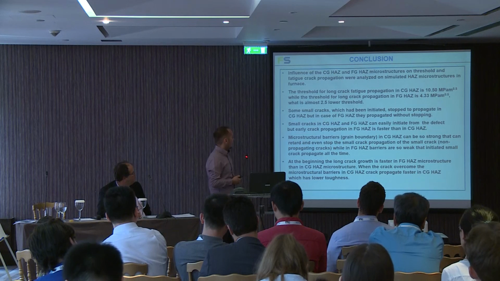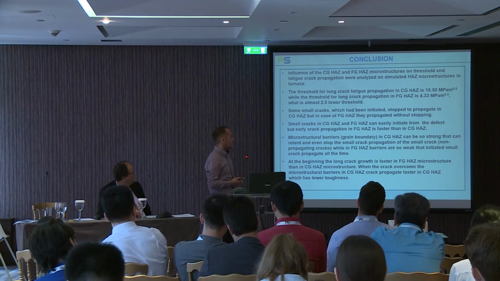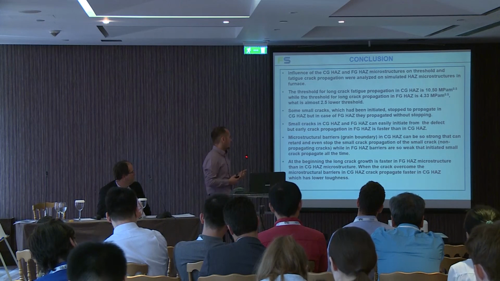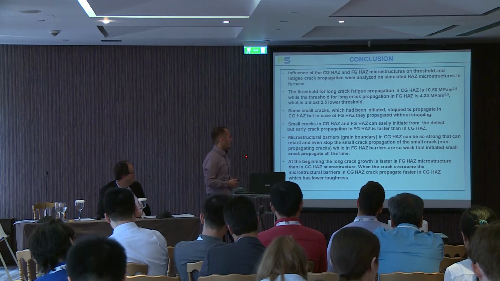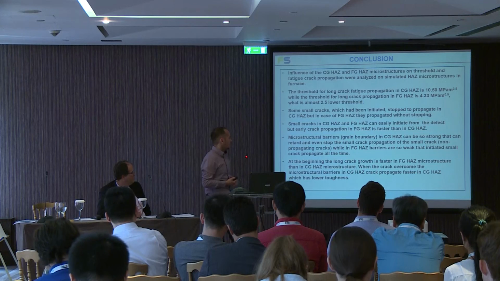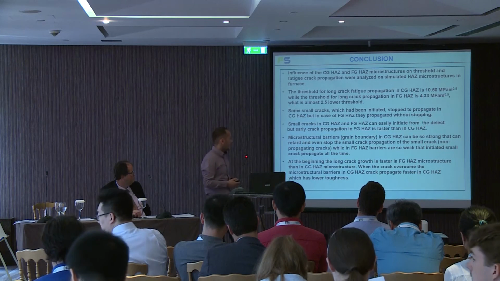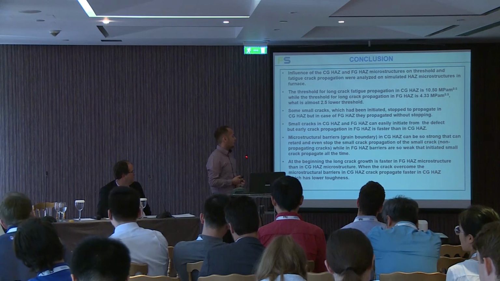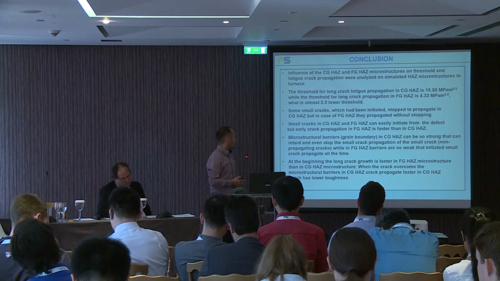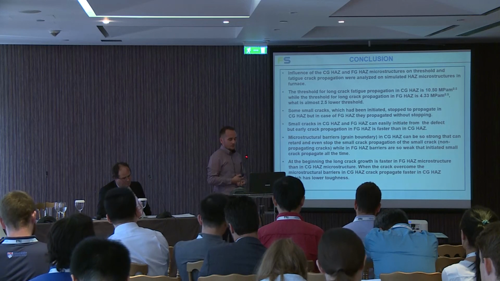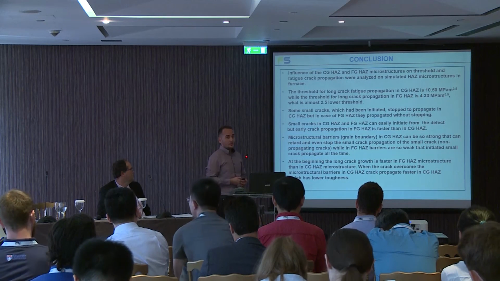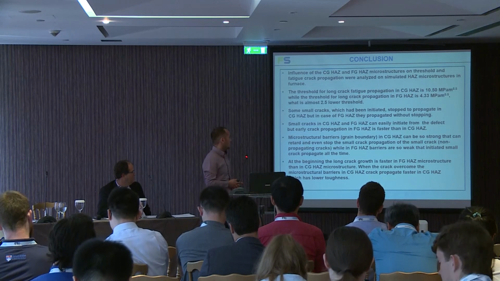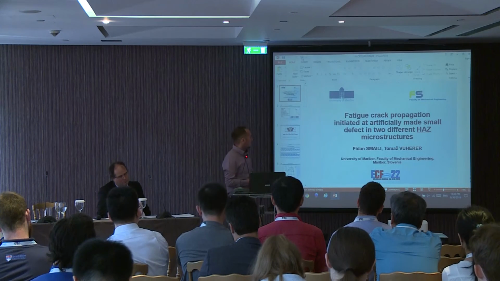At the beginning, the crack growth is faster in the fine grain heat affected zone microstructure than in the coarse grain heat affected zone. When the crack overcame the microstructural barriers in coarse grain, crack propagation is really faster in the coarse grain heat affected zone. And we have to say also that the toughness of fine grain is larger than in coarse grain.